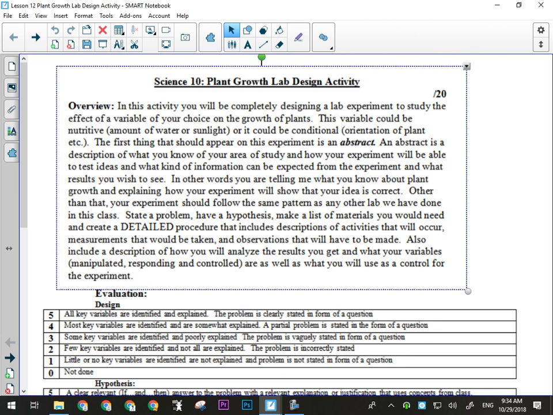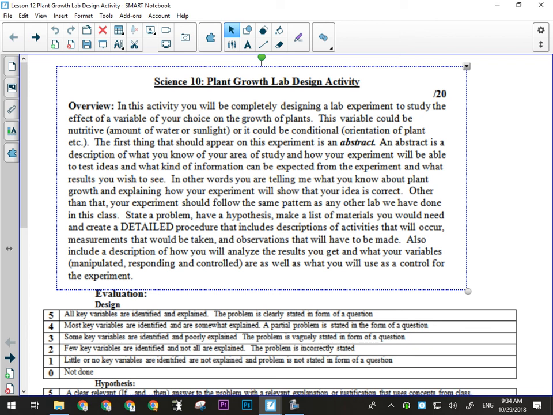Okay, so what you're going to do, and I'll already have the template built for you, same as I usually do, is you're going to design a lab experiment that will study the effect of a variable of your choice on the growth of plants. Okay, so you can think tonight about what you want that to be.